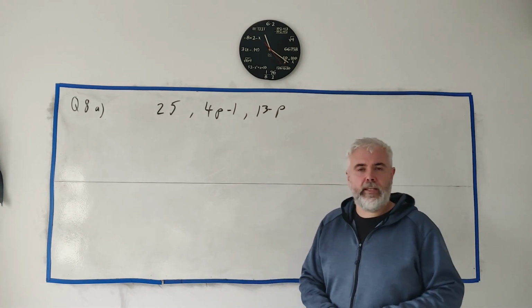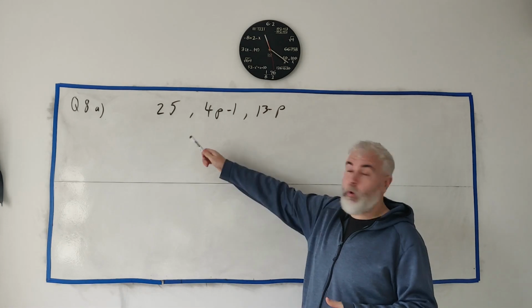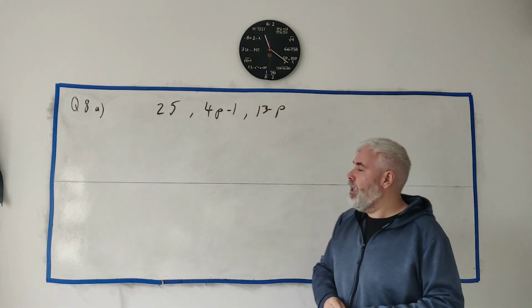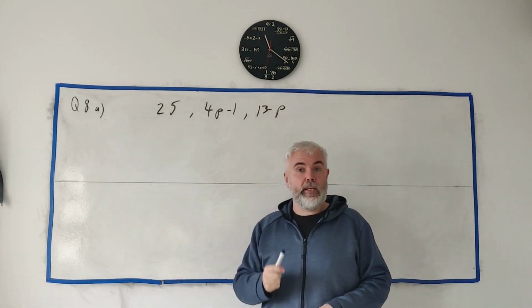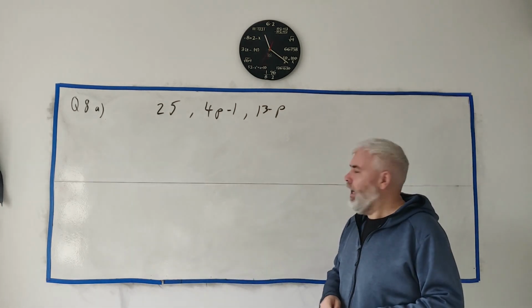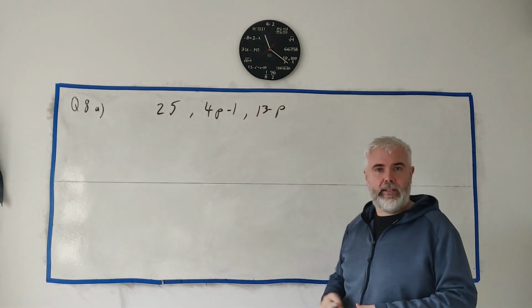In question 8, it's actually split into two very similar questions. A and B both have these same three expressions. In part A, it's an arithmetic sequence. In part B, it's a geometric sequence. And in part A, they ask us to find the 10th term in this sequence.